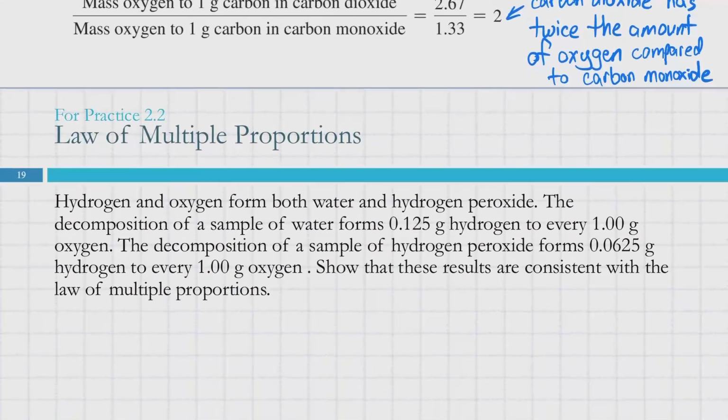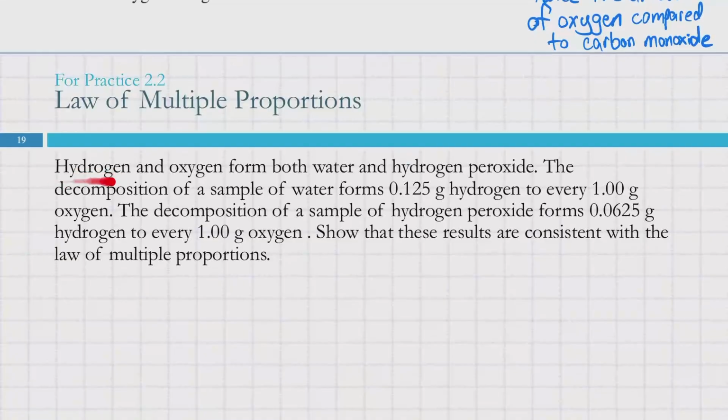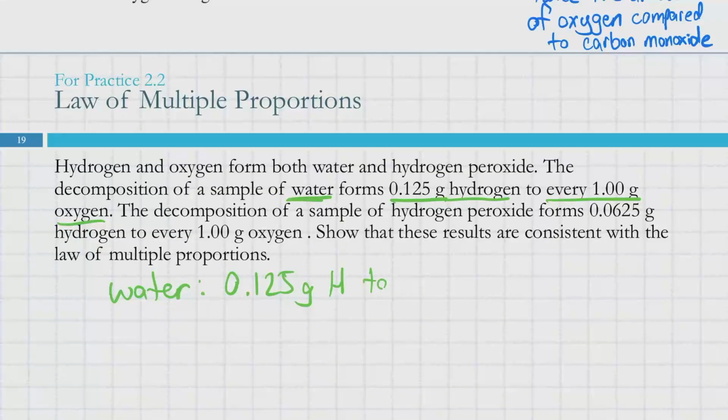All right, an example using this concept. Hydrogen, one of our elements, oxygen, another element, form both water and hydrogen peroxide, and those are different chemicals. The decomposition of a sample of water forms 0.125 grams hydrogen for every 1 gram of oxygen. So water gives 0.125 grams hydrogen to 1 gram of oxygen. That's important information. Let's pull that out. 0.125 grams hydrogen H to 1 gram of oxygen O.